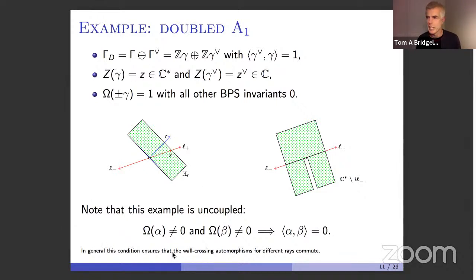But in general, what that ensures is that the wall-crossing automorphisms for different rays commute, because this is basically the bracket in the Lie algebra. So anyway, it means that the automorphisms for different rays commute. So if you want to solve the Riemann-Hilbert problem, you can just solve it for a single jump across one ray and then superimpose those solutions, one for each ray. And because the jumping commutes, that will work. Okay, so when you have an uncoupled example, you sort of expect to be able to solve this problem.